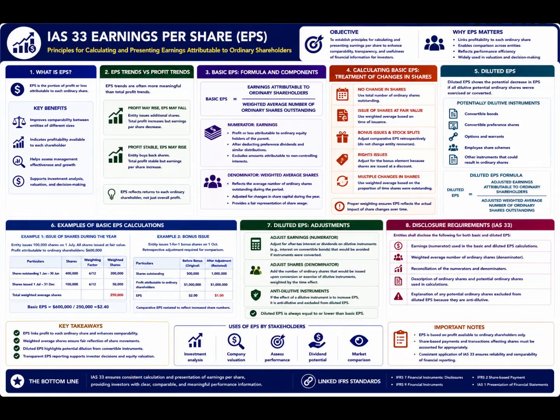IAS 33 also addresses anti-dilutive circumstances, which occur when inclusion of potential ordinary shares would increase EPS or reduce loss per share rather than dilute it. Anti-dilutive instruments are excluded from diluted EPS calculations because their inclusion would distort rather than clarify performance information. For example, options with exercise prices above market value or convertible instruments that increase earnings per share are considered anti-dilutive.